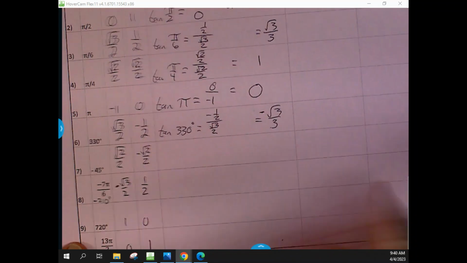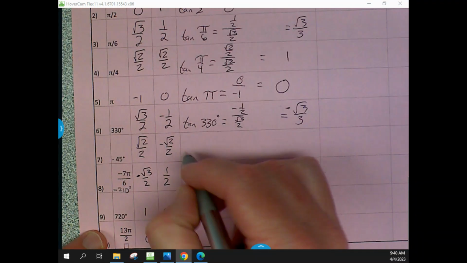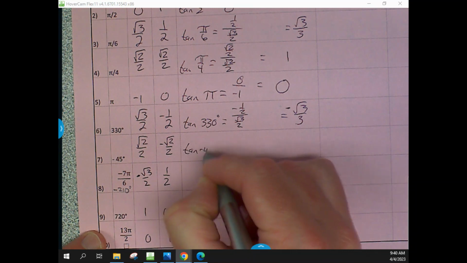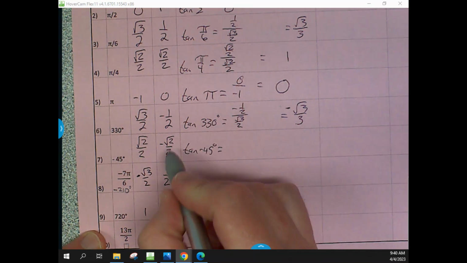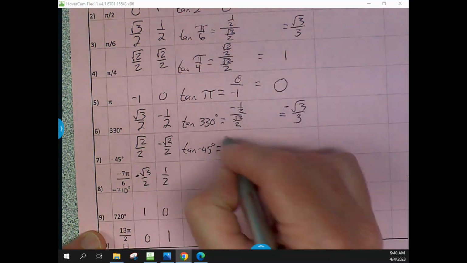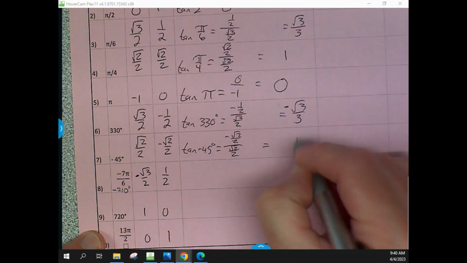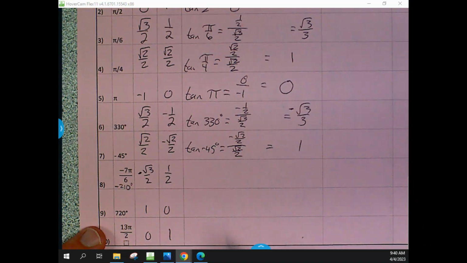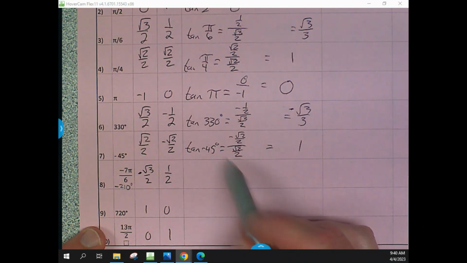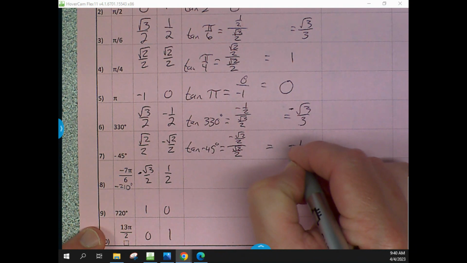If we go to negative 45, we've got to find the tangent of negative 45 degrees. We know that's going to be sine over cosine, but we already know if you do square root of 2 over 2 over square root of 2 over 2, it's going to be 1. But we've only got one negative over here, so we divide a negative and a positive. That means the answer has to be a negative. There you go.